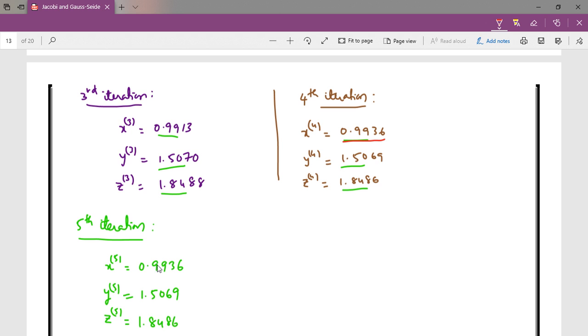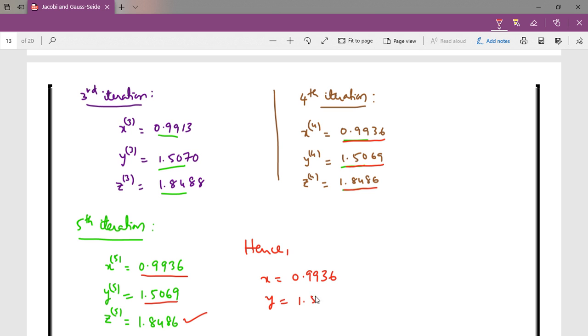So compare now. So x4 is 0.9936 and x5 is 0.9936. So therefore we got approximately equal roots. y5 is 1.5069 and y4 is also 1.5069. z4 is 1.8486 and it is also the same. So therefore we can say that the root has been converged. So therefore, since the xyz values in the fourth and fifth iteration are the same, we can stop the iteration process here and we can conclude.